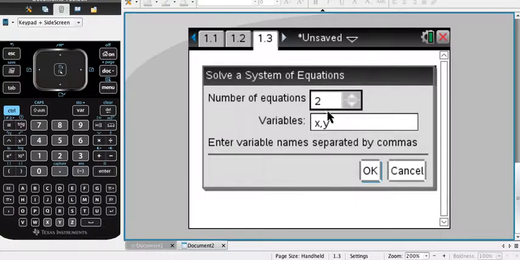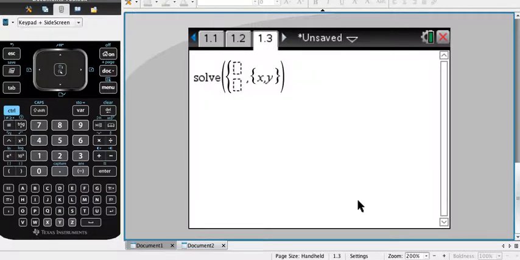This option comes up, it says number of equations. We can solve it for 3, but most of the time in this topic you will just use two equations, 2 equations and 2 variables. You can change those letters there, the x and y, if you need to. So what we get is this nice template coming up, and in these 2 boxes, this is where we're going to insert the equations that we were given.